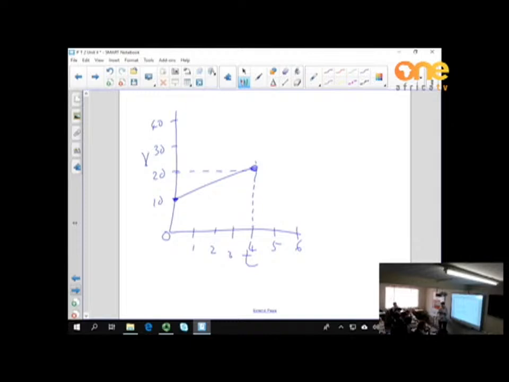Then they say the car moves with uniform velocity for another 4 seconds. So 1, 2, 3, 4 seconds. It's got to move with uniform velocity there. And lastly, they say the brakes are applied and the car comes to rest in 2 seconds. So within 2 seconds, it goes from there to there. So that's what the graph will look like.